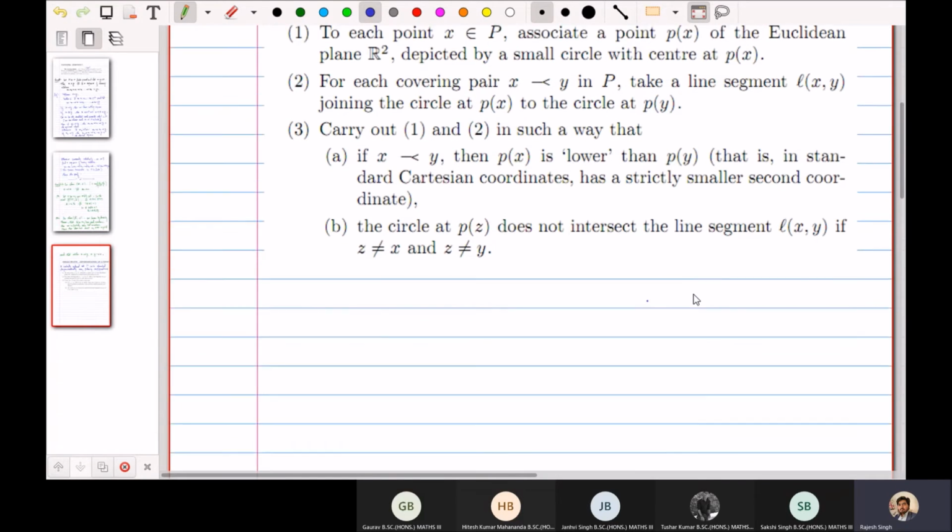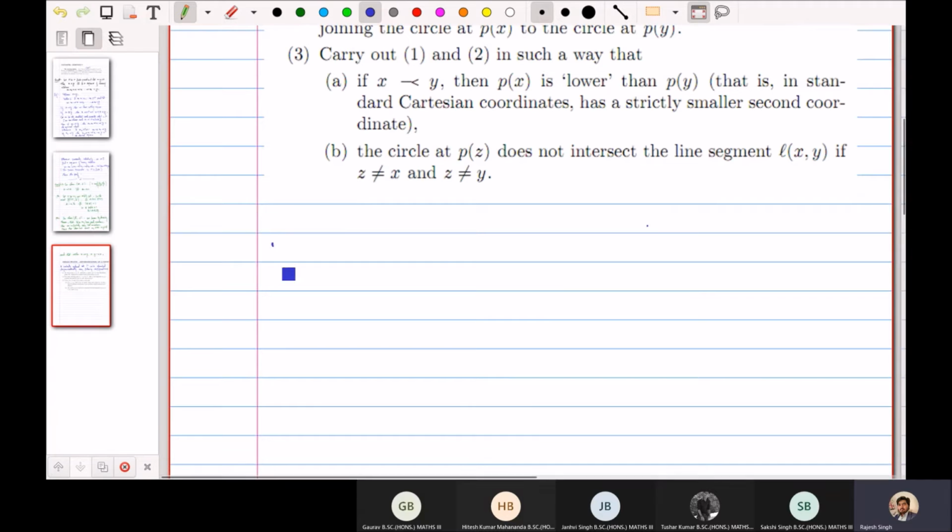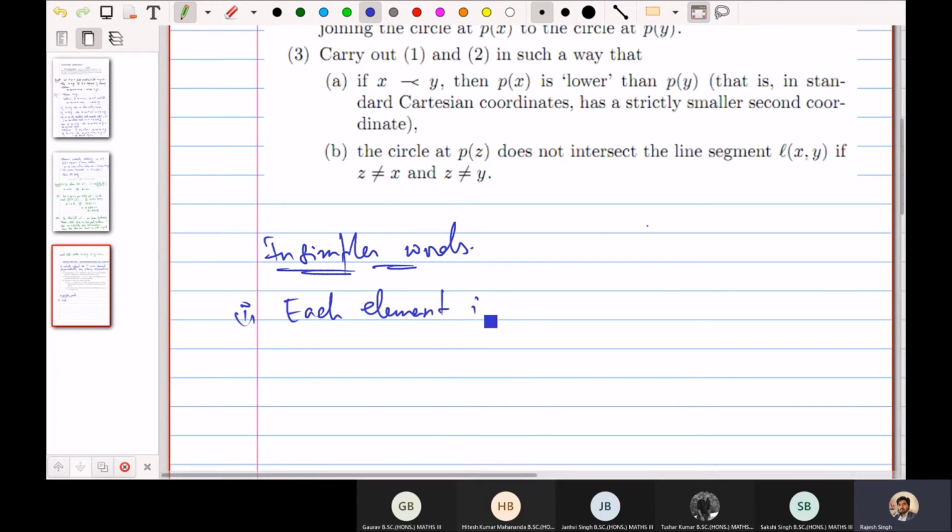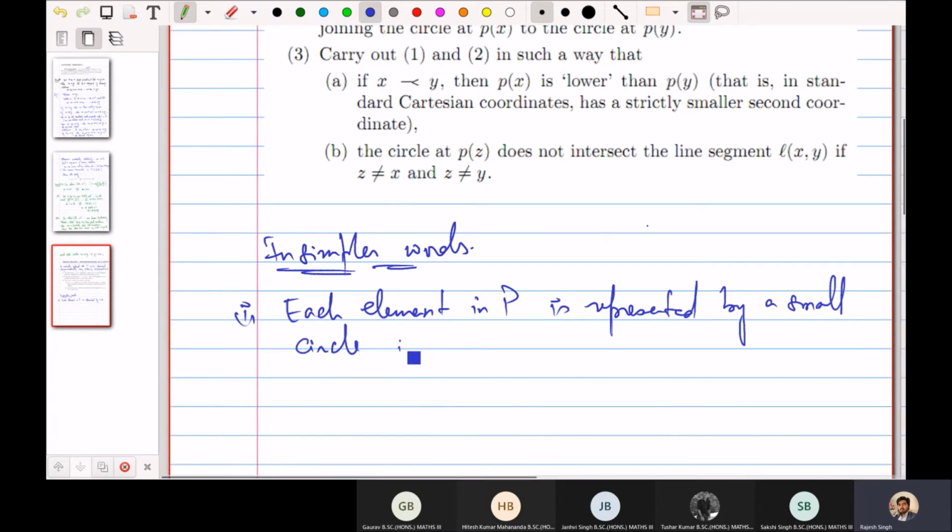Is it clear? In simpler words, let me write in simpler words. First rule is that each element in P is represented by a small circle in the Cartesian plane.